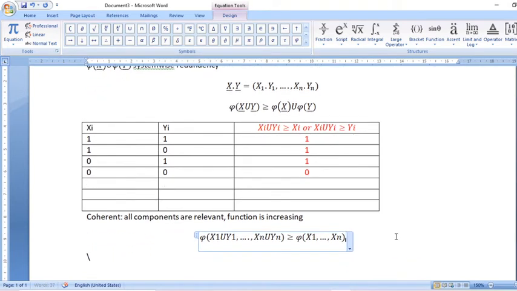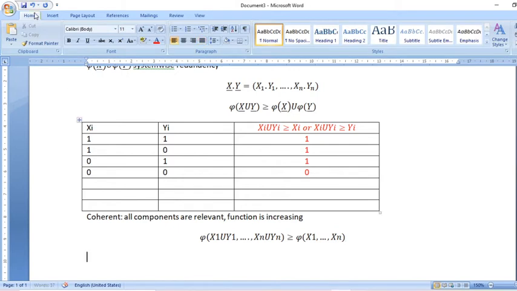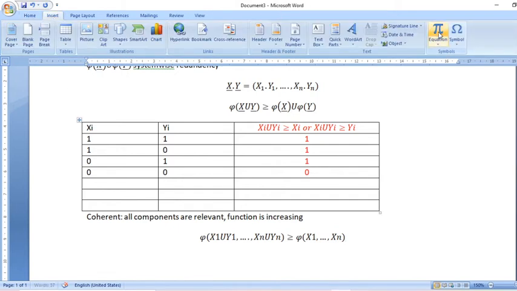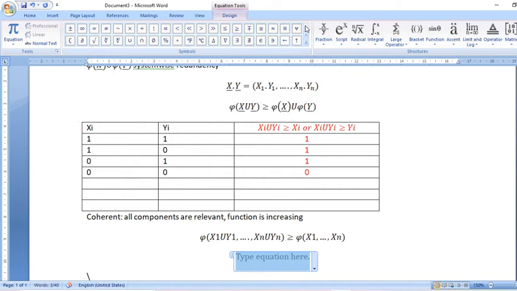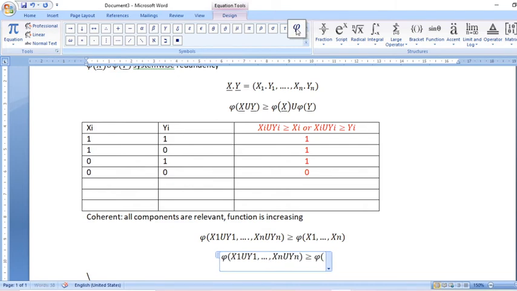Similarly, we can apply this for xi greater than yi. In this case, we will have phi of x1 union y1, comma, etc., xn union yn, greater than or equal to phi of y1, comma, etc., yn.